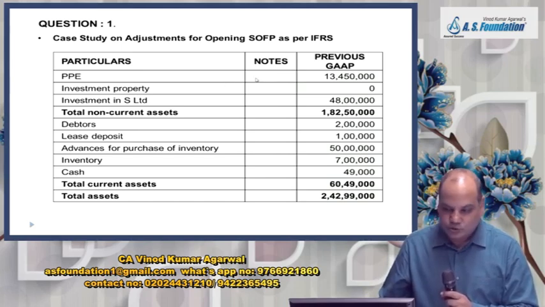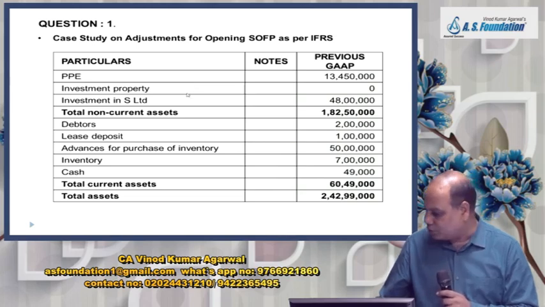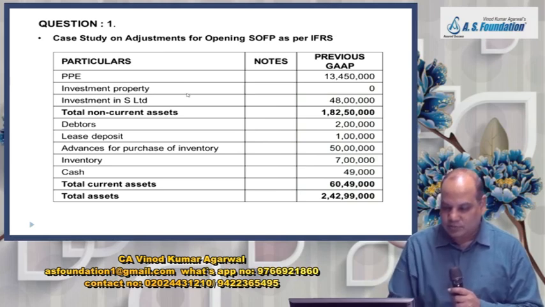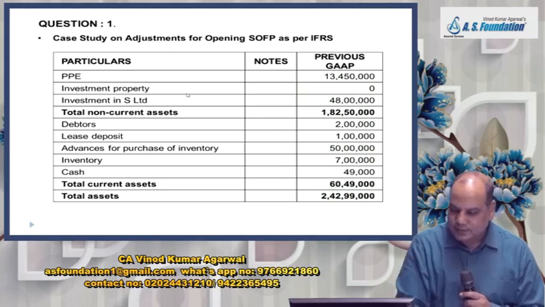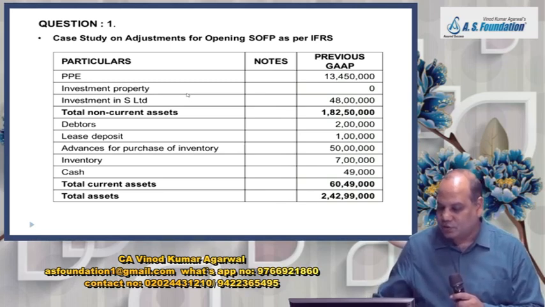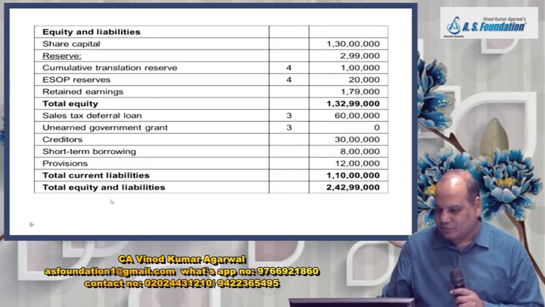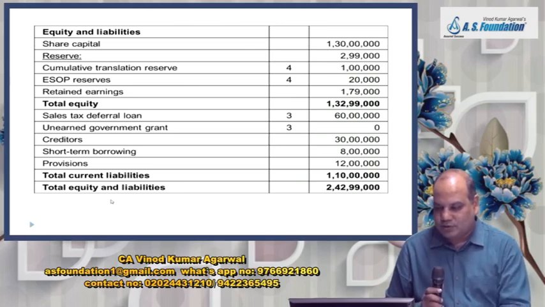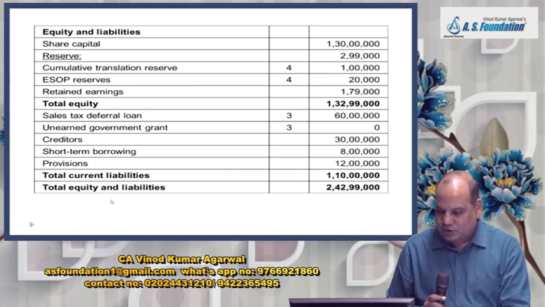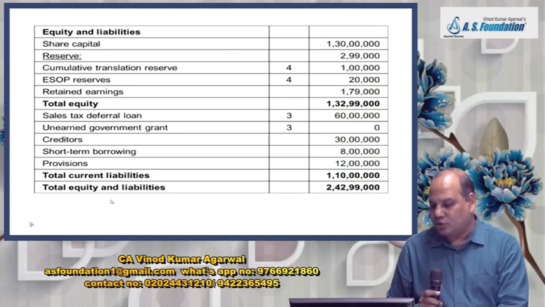So first let me read the SOFP. PPE, investment property, investment in S Limited, total non-current asset, debtors, lease deposit, advance for purchase of inventory, cash, total current asset, total asset, equity and liability, share capital, reserve, cumulative translation reserve, ESOP reserve, retained earning, total equity, sales tax deferral loan, unearned government grant, creditor, short-term borrowing, provisions, total current liabilities, total equity and liabilities.